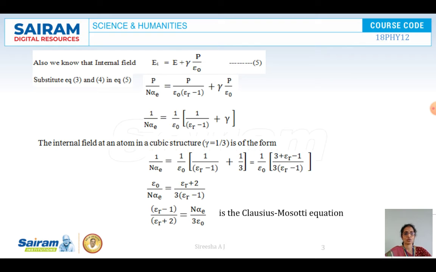This is the Clausius-Mosotti equation. It is named as Clausius-Mosotti because these two scientists have given out this relation. So this relation is taken as the Clausius-Mosotti equation.